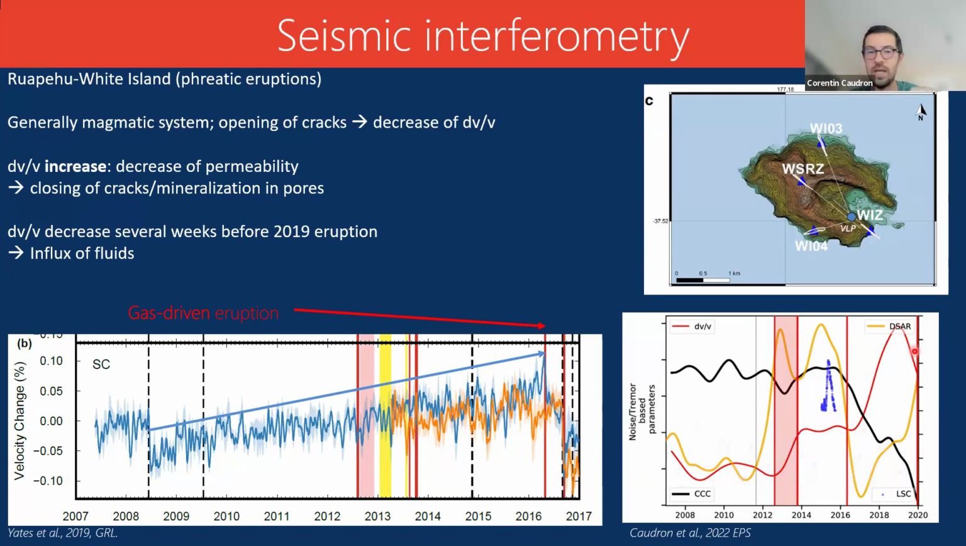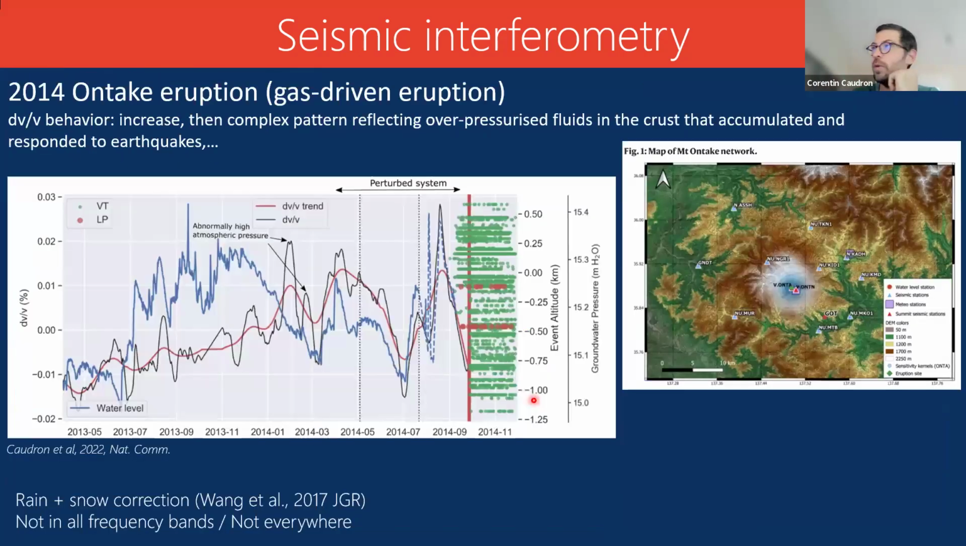But essentially what we think is that over time, if you have this kind of system full of water, you can decrease the permeability in your system. You can close cracks, mineralize secondary minerals in pores. And in that case, you would expect a seismic velocity increase. And that's what we've seen at quite many systems now. So since I'm running out of time, I'm going to skip this one.